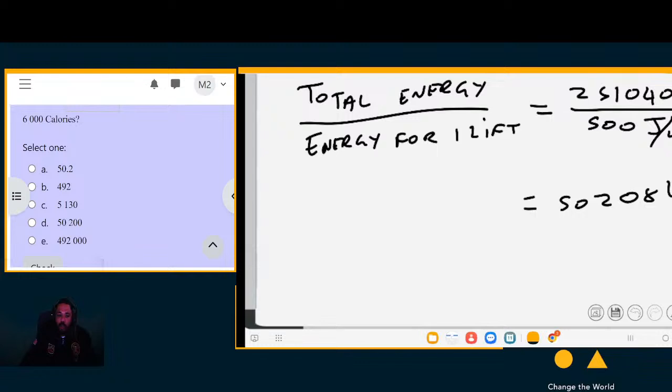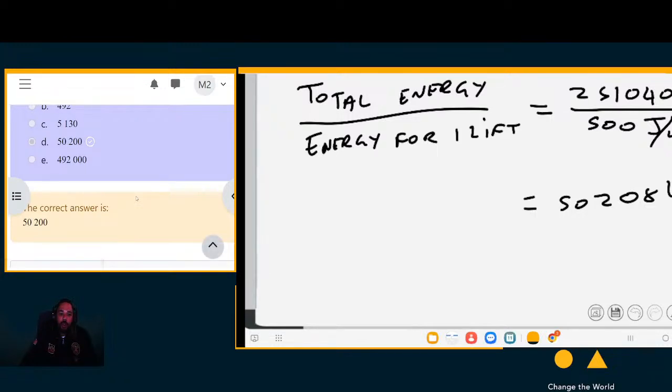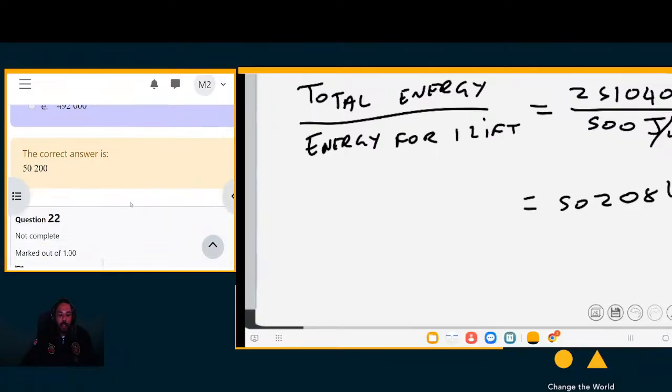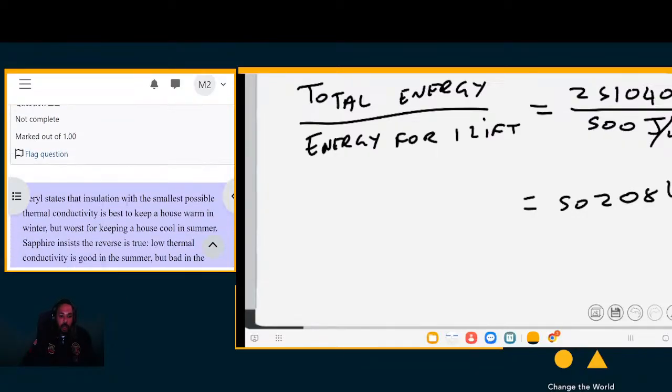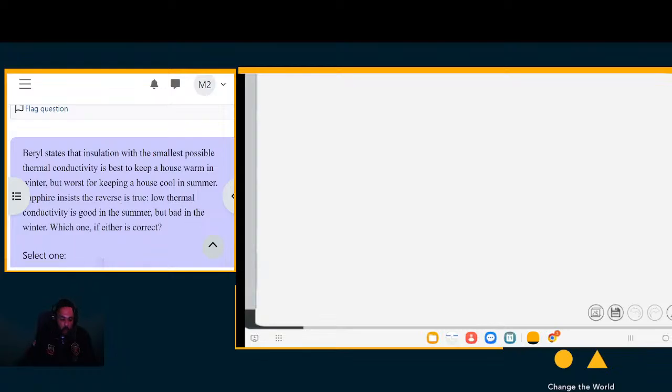So 50,208. This is 50,200. Let's check. It's the closest one, and yes, it's correct. So our thinking was correct. Okay, so let's go to question number 22.